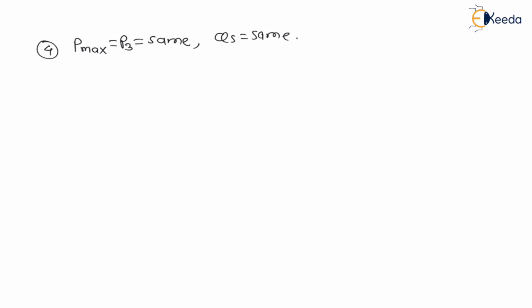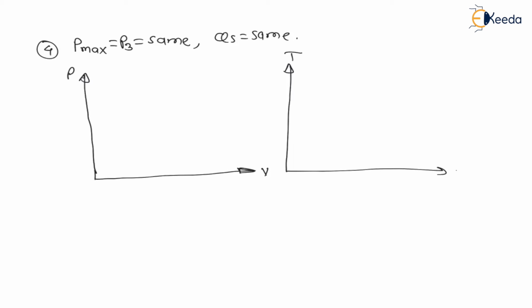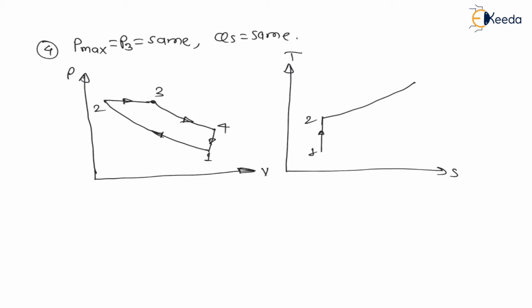Now for this comparison, let us draw the diesel cycle first. Here I am drawing the diesel cycle first on the PV diagram, because it will become simple to understand, and the temperature versus entropy diagram. Now let us draw the diesel cycle. 1 to 2 reversible adiabatic compression, 2 to 3 constant pressure heat supply, 3 to 4 reversible adiabatic expansion, 4 to 1 constant volume heat rejection. Again here the same processes. This is the PV and TS diagram for the diesel cycle.